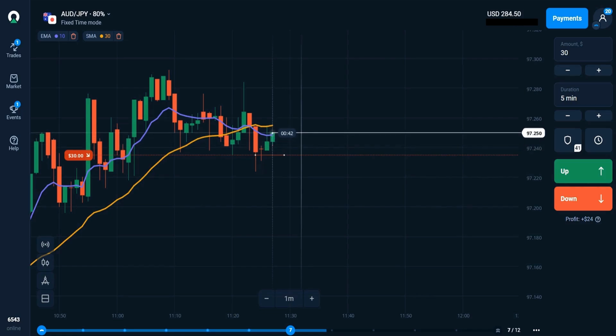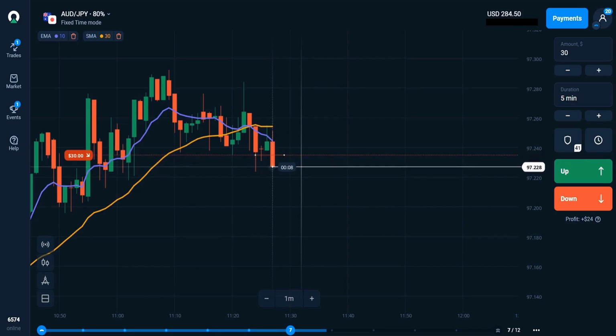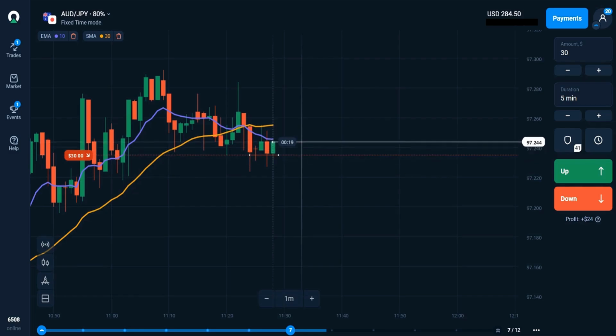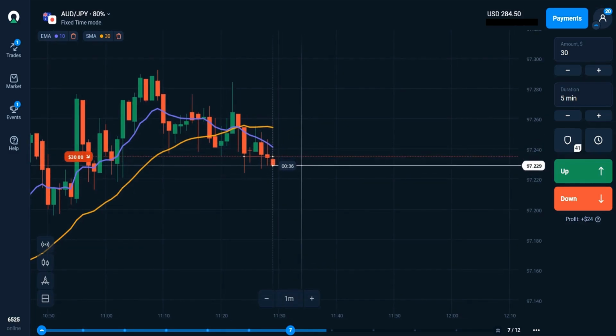While we're waiting for this trade to finish, let me share a couple of quick tips with you. Always stay calm and stick to your strategy. Don't rush into unnecessary trades. Keep practicing this setup on a demo account until you're fully confident in recognizing good entry signals. Remember, 1 or 2 losing trades don't mean your strategy is bad. Consistency and proper risk management are key.